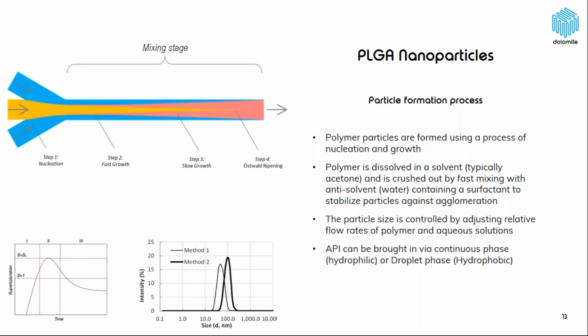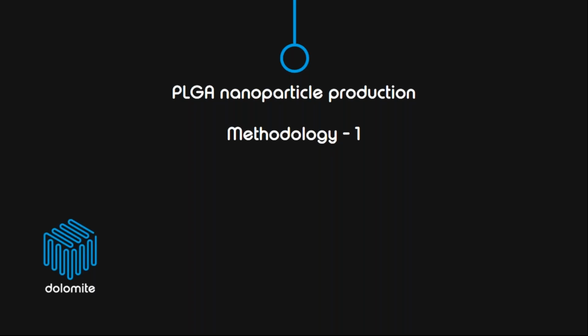Now, making PLGA particles on its own isn't particularly interesting. What's interesting is adding APIs to them. And the big advantage of this system is the use of acetone and aqueous phases is very similar. So you don't have a huge excess of aqueous phase. In fact, you normally run at 5:1 flow ratio of acetone to water. And what that means is you can bring your API in using an aqueous line in case your API is hydrophilic, or you can bring your API via the droplet line in case your API is hydrophobic. So it's a very flexible system.